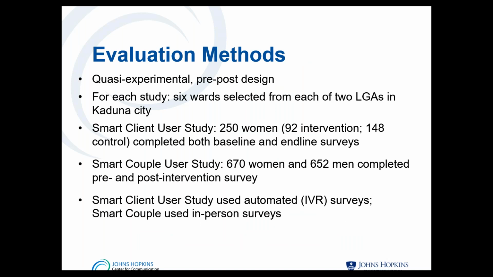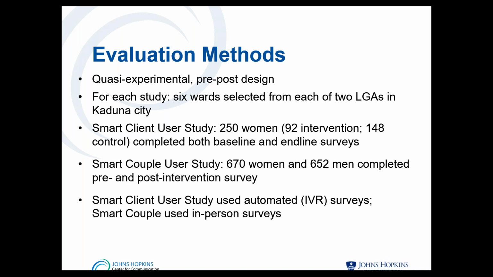So to evaluate the effects of the two tools, we conducted two separate studies. The first we looked at Smart Client, and that user study had intervention and control groups. And then after that study was completed, we conducted a Smart Couple study, and that had just a longitudinal design. Both studies were conducted in Kaduna in Nigeria, and you can see the sample sizes. And one thing to note also is that in the Smart Couple user study, we used automated surveys that were at the end of the first call in the series and then the last call in the series.